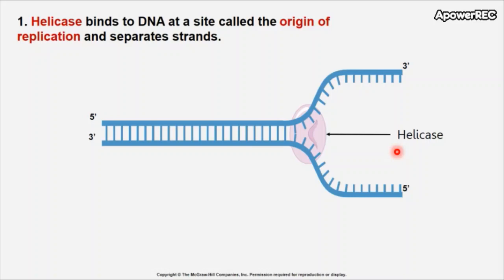Anytime you see the ase at the end of a word in biology, it almost always means that word represents an enzyme. So helicase ends in ase, so you should have an indication that this would be an enzyme. This helicase will bind to DNA at a site called the origin of replication. This is where our replication is going to begin. And it separates the strands of DNA. So it will work down and unzip the DNA like a zipper.